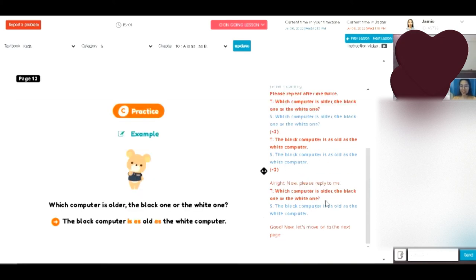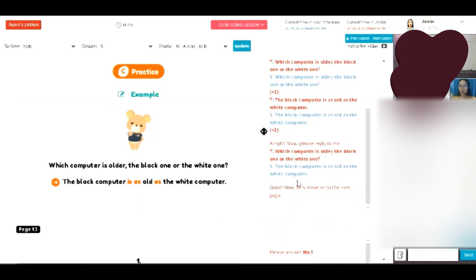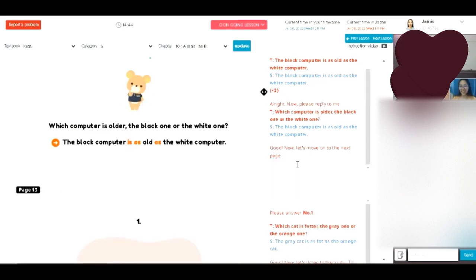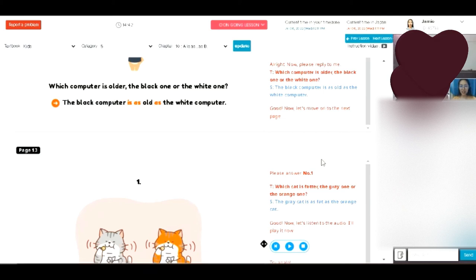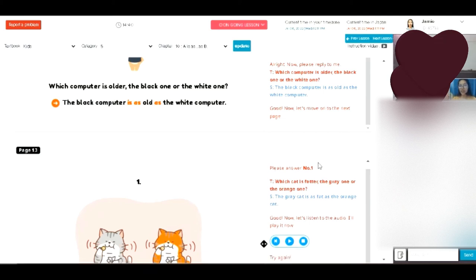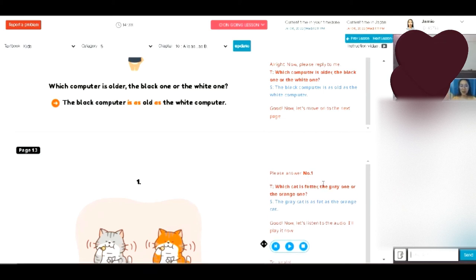Okay, so next. Please reply to me. Which computer is older, the black one or the white one? The black computer is as old as the white one. Okay, very good. Let's move on to page 13. Please answer number one.